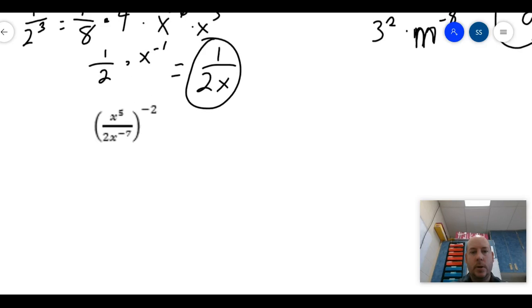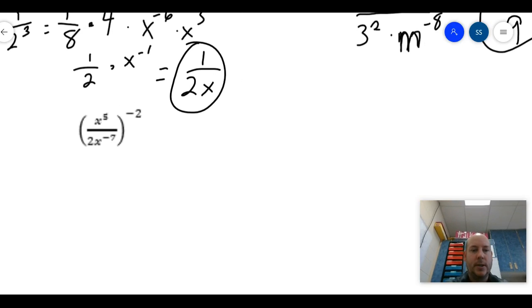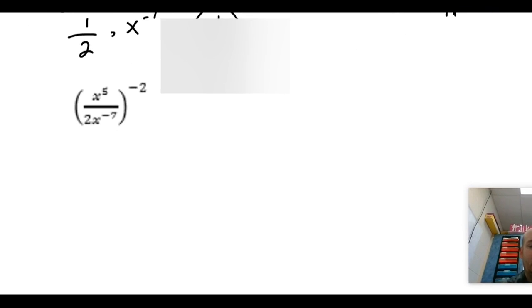Okay. And we've got this one here, yeah. So x to the 5th over 2x to the negative 7th to the negative 2nd power. Okay. So again, we want to take that exponent and multiply it by all of the exponents in the entire problem. All right. So we've got x to the 5th to the negative 2nd would be x to the negative 10th. Power of a power, we multiply.